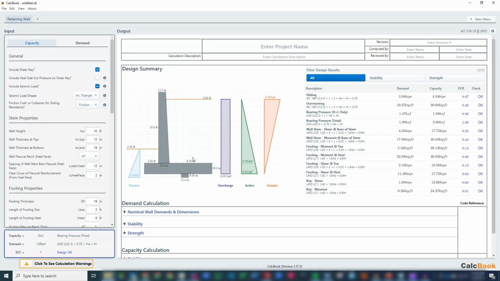And then you also notice we've reorganized our summary page here, so we've got a dynamically updating image on the left that will adapt to different load types or wall dimensions or that sort of thing. And then on the right side here we have our summary of design results.